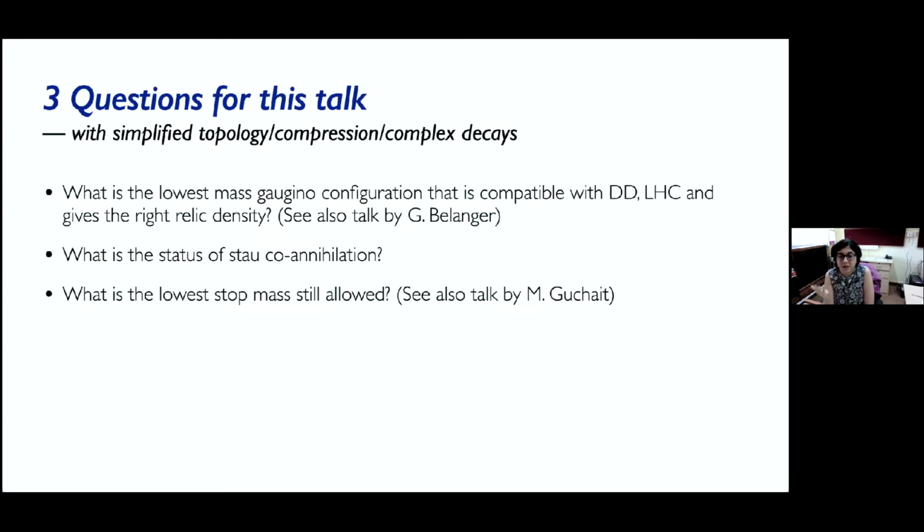And so what is the status of that particular scenario? And finally, since the motivation for LHC scale supersymmetry has for a long time been this idea of naturalness, and the lowest strongly charged SUSY particle is the stop, we can ask what is the lowest stop mass that is still allowed.